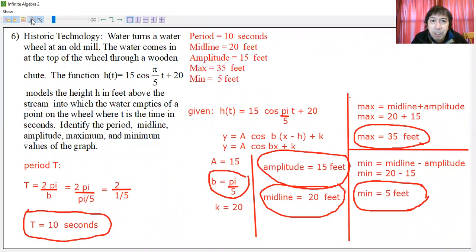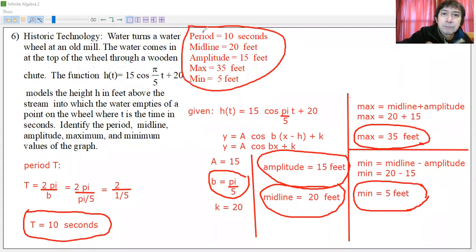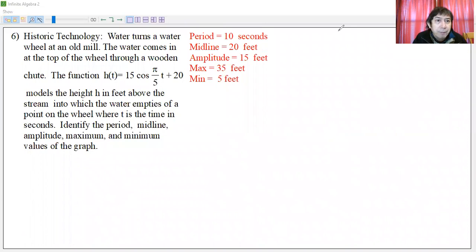Okay, at the center of the screen, you have the answers. Period is 10 seconds, check. Midline is 20, okay, that's correct. And then amplitude is 15, maximum is 35, minimum is 5 feet. Okay, so they're all correct. We shall continue with number 7. Let me clear the screen and continue with number 7.